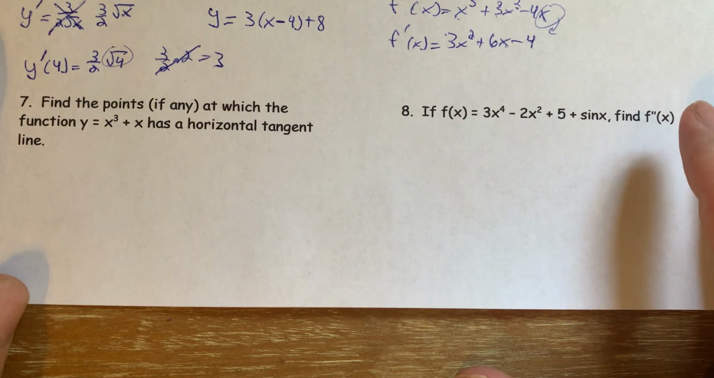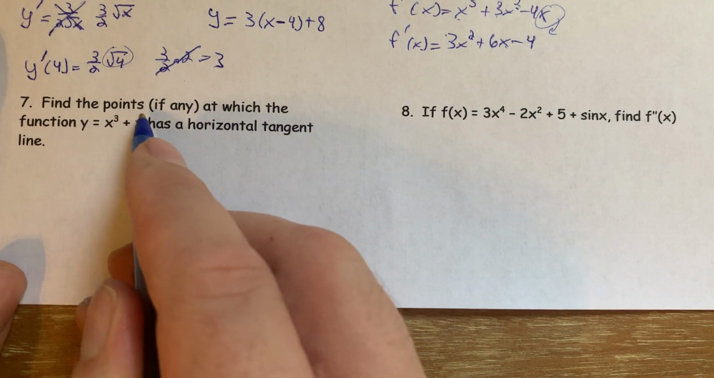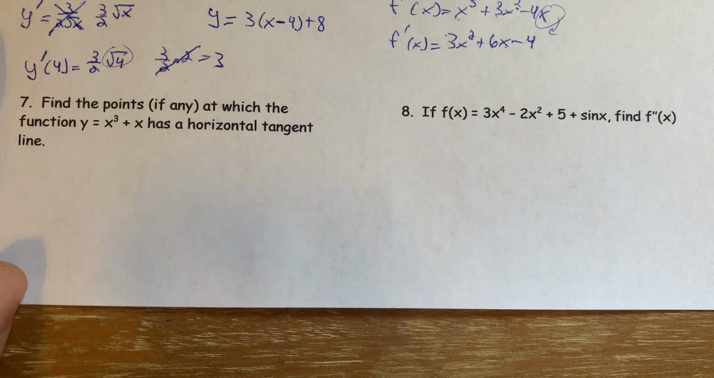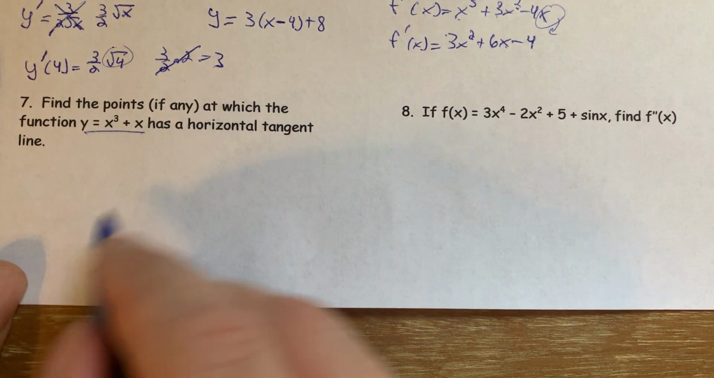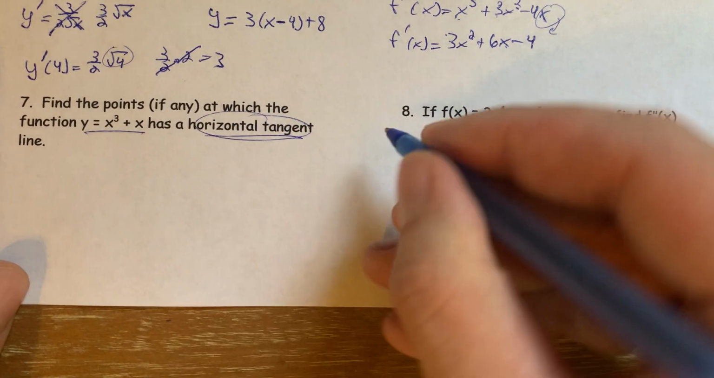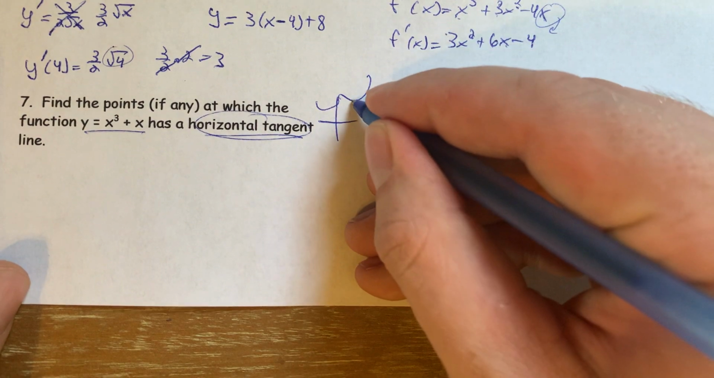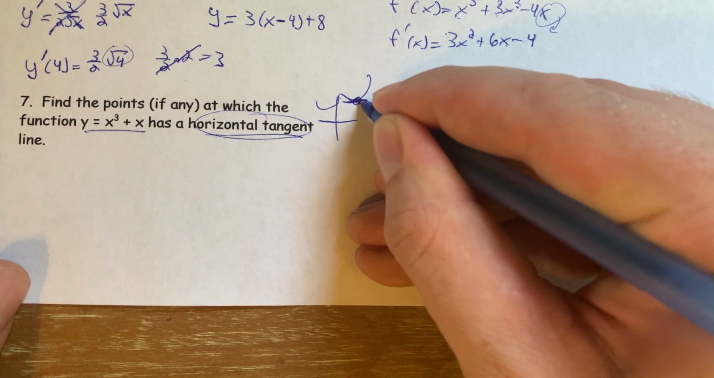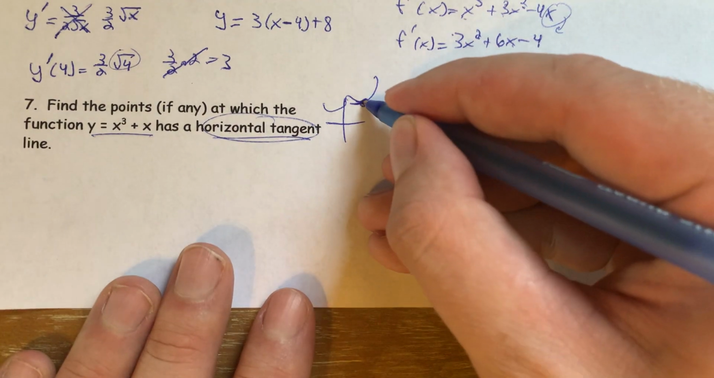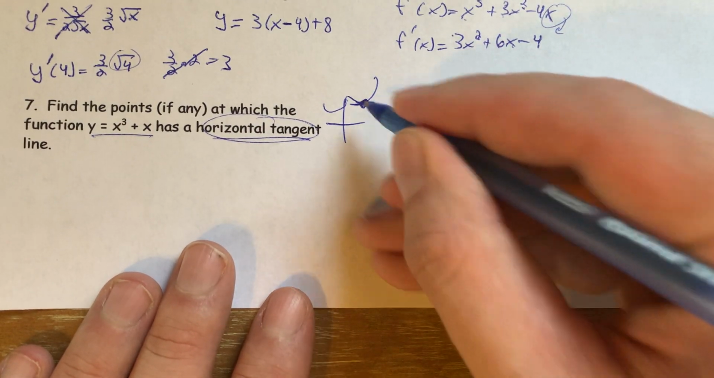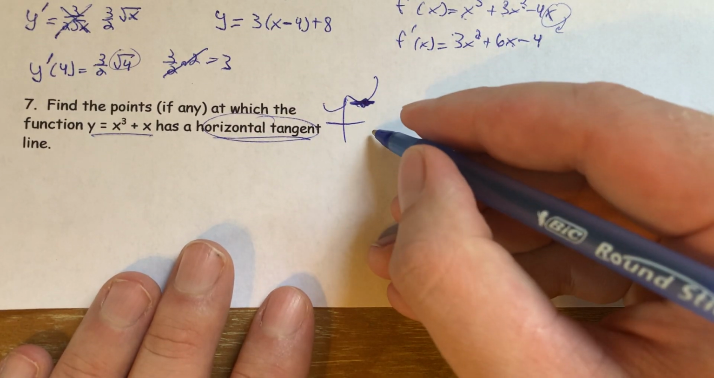Ooh, this is a harder question. Find the points, if any, at which the function y equals x cubed plus x has a horizontal tangent line. So there's some function, and they want to know where it has a horizontal tangent line. This comes up on the AP exam fairly often. What does it mean for a function to have a horizontal tangent line?